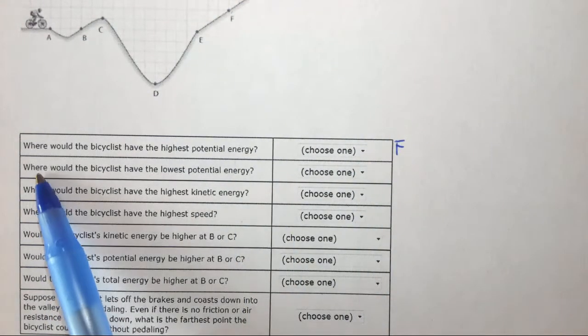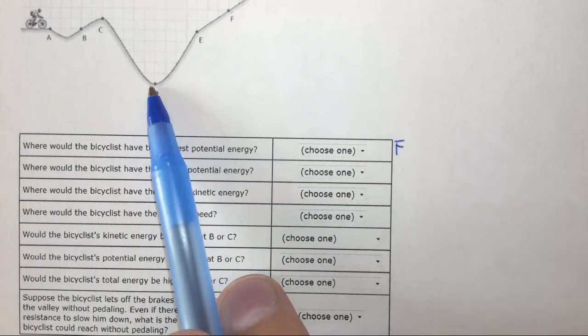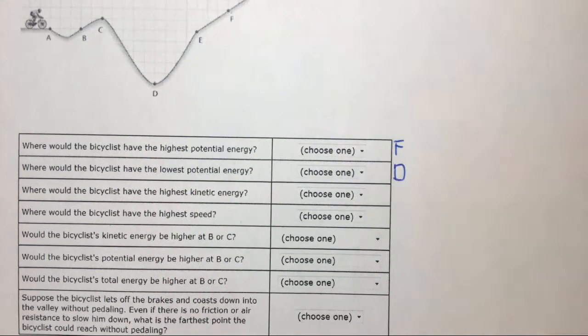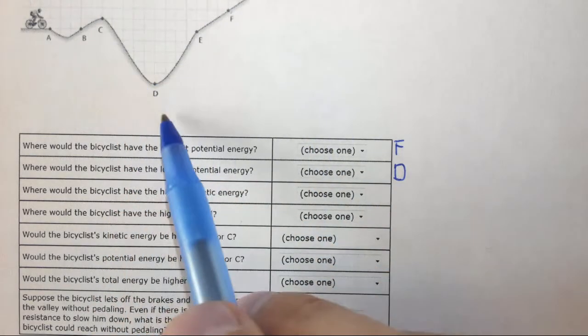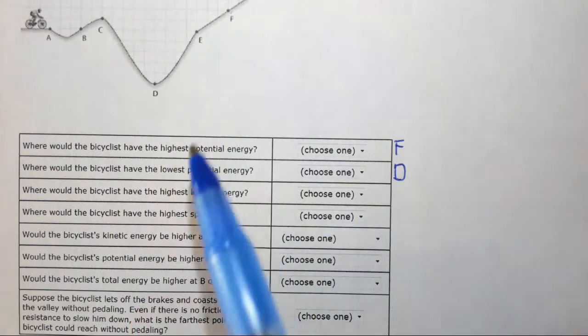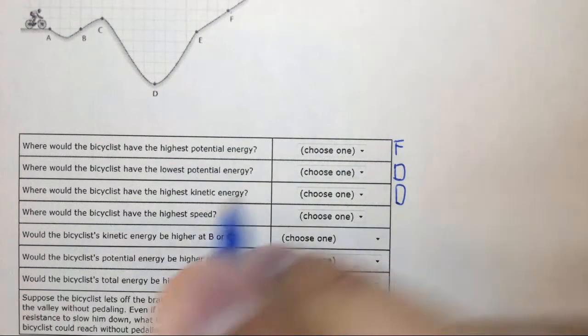simply because it's the highest up. Where would the bicyclist have the lowest potential energy? That would be at the lowest altitude, so therefore this would be point D. Where would the bicyclist have the highest kinetic energy? Remember that kinetic energy is the energy of motion, and potential energy is the energy of position. So at the lowest point, the bicyclist would have the highest energy of motion, point D.